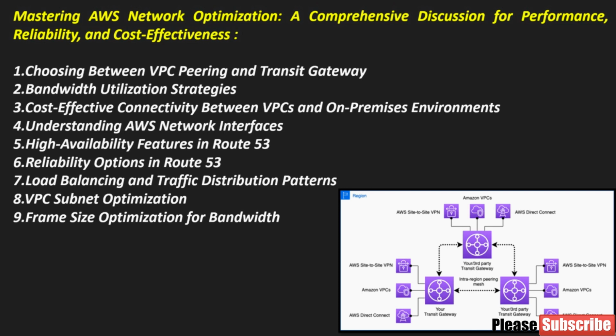The first point we need to discuss is choosing between VPC peering and a transit gateway. Understanding the situations in which a VPC peering or a transit gateway is appropriate is a very crucial part, because VPC peering is suitable for connecting VPCs within the same or different AWS accounts, whereas transit gateways are designed to simplify network architecture, particularly in complex multi-VPC environments. So we will explore scenarios where each option shines and how to make informed decisions based on your specific use case. Second will be on the bandwidth utilization strategies we need to maintain.